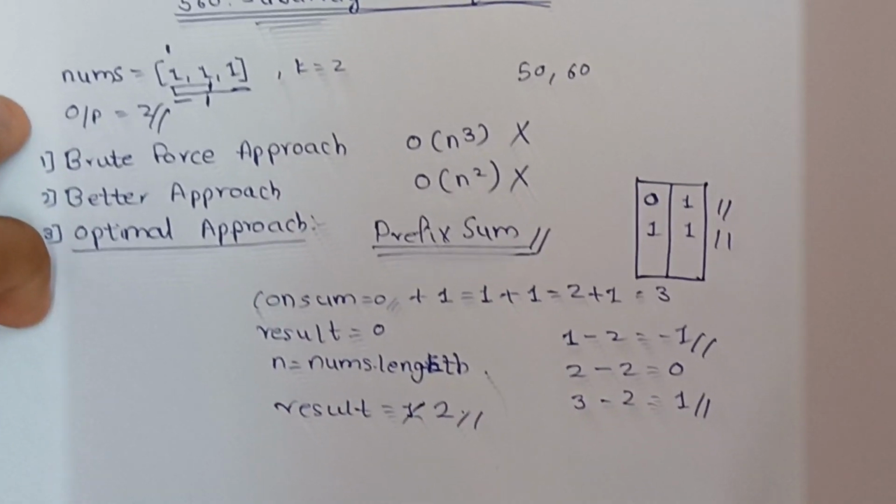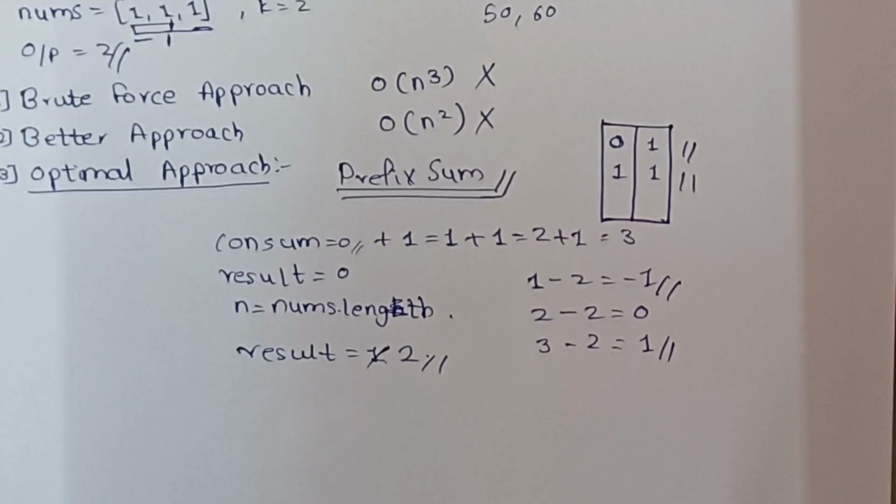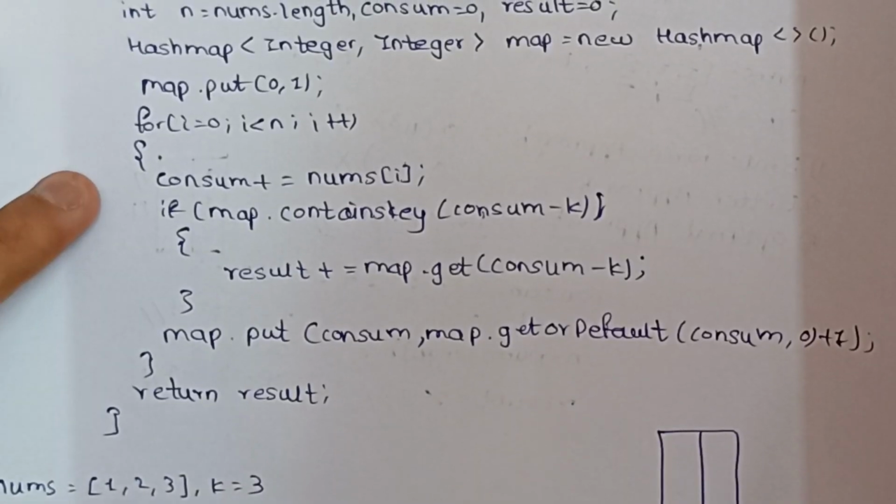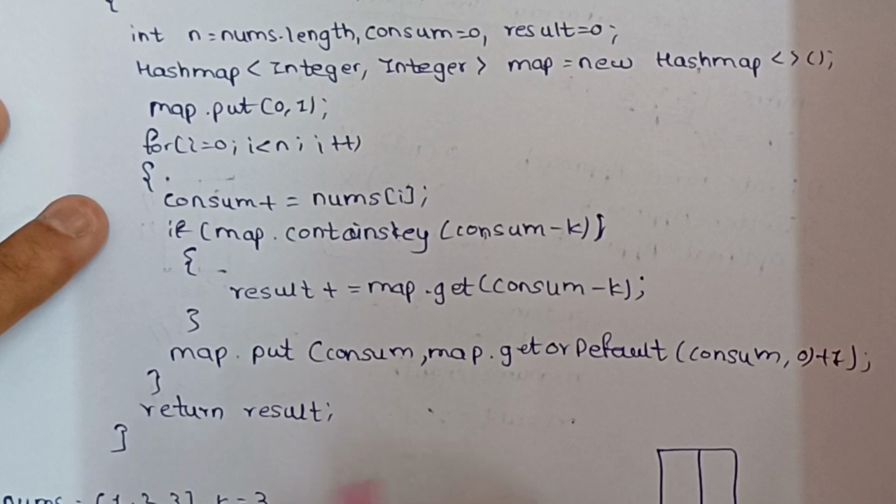So I will explain again with a dry run. First I will write down the code on paper and I will explain it smoothly and neatly. So let's understand the code and dry run the code.